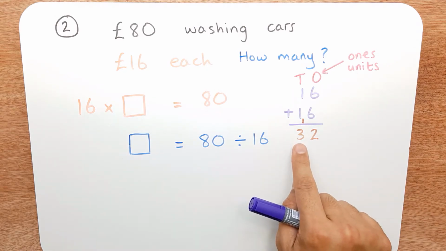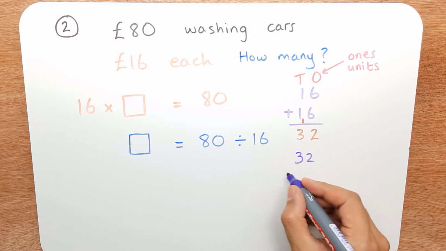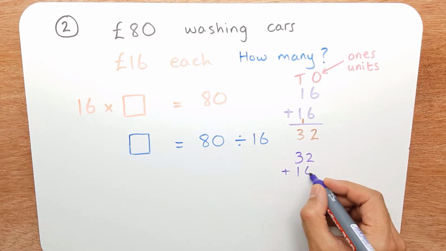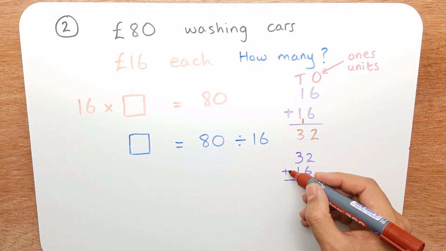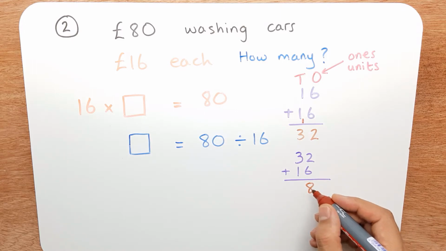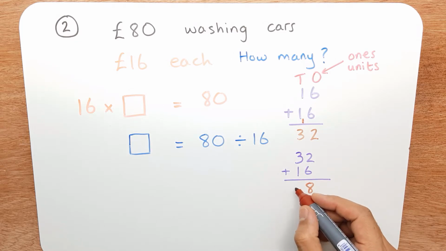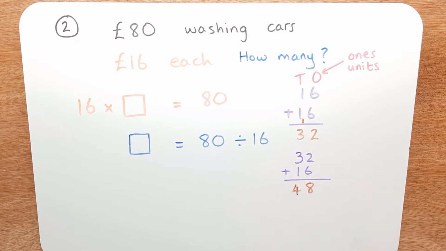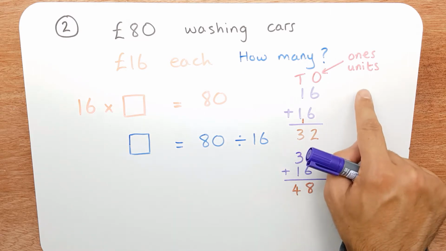So let me add another 16 to this 32. So 32 add 16. 2 add 6 is 8. 3 add 1 is 4. We've got 48 and we want 80. So let's continue on here.